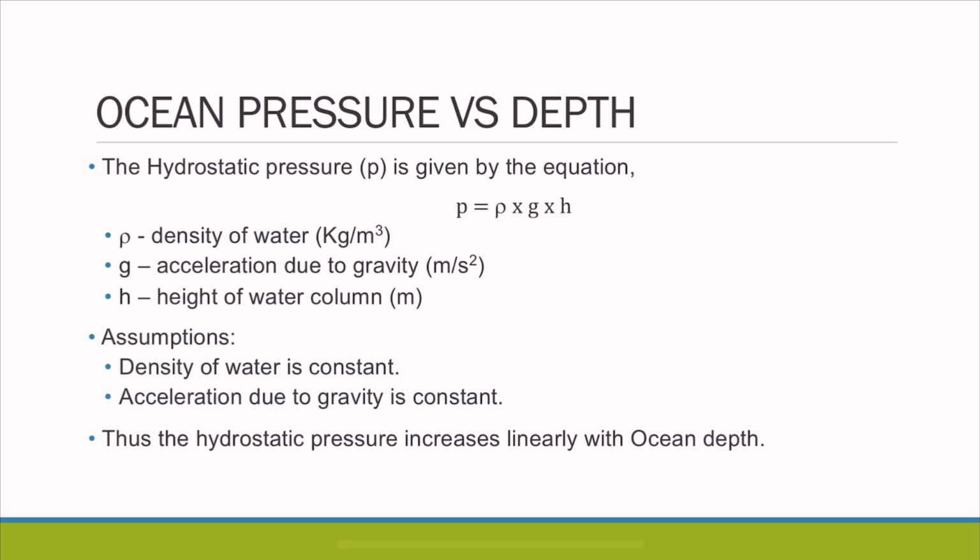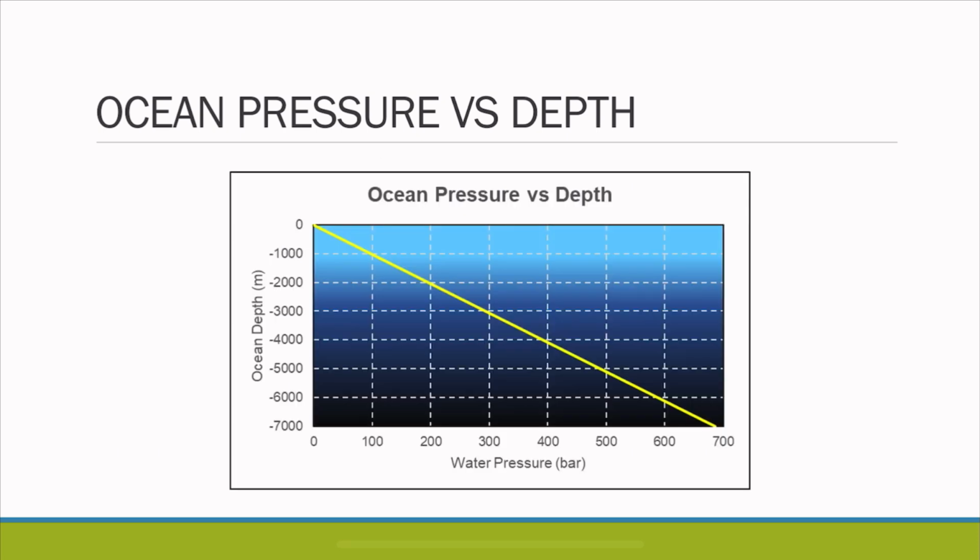So if density is constant and acceleration due to gravity is constant, there's just a linear relationship of the pressure with respect to the height. Thus the hydrostatic pressure increases linearly with the ocean depth, and we can see it pictorially in this graph. In this graph, we have the x-axis, which is the water pressure in bars, and on the y-axis, we have the ocean depth. Again, the value starts from 0 and goes all the way down to minus 7,000, which represents the ocean floor. And we can see that the curve is just a simple linear line because there is a linear relationship. So at great depths, the ocean pressure is very high because of the height of the water column above it.